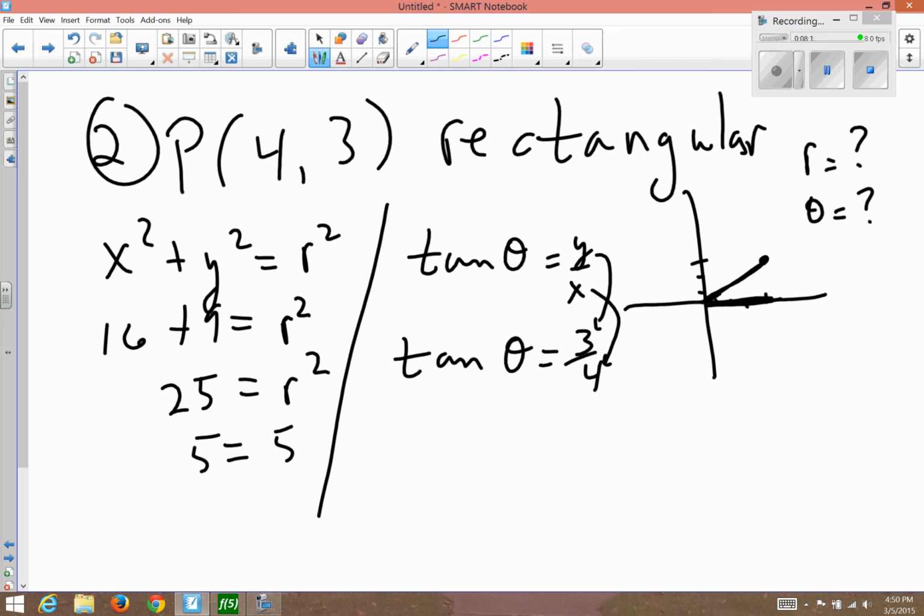Press second tangent, 3 divided by 4, and the angle we get is about 37 degrees. And in this case, that's not only the reference angle, as in example 1, that's actually what this angle is, because it's in the first quadrant. Theta is approximately 36.870 degrees.